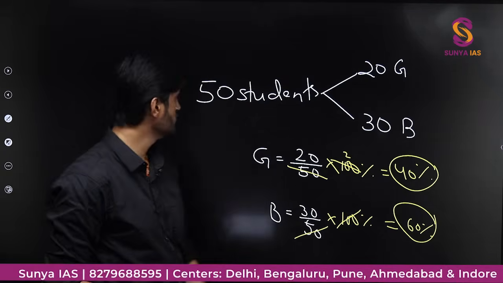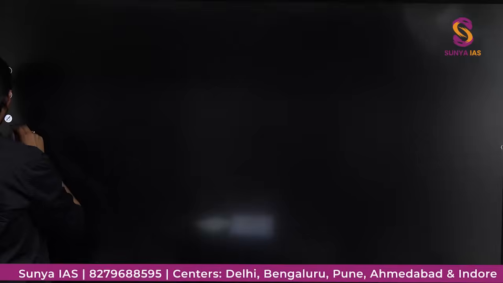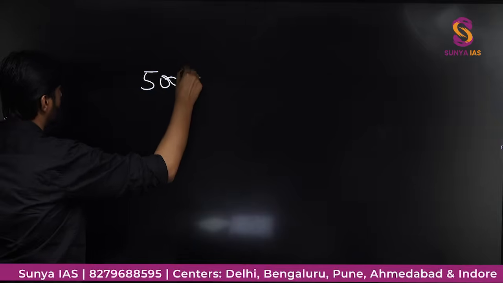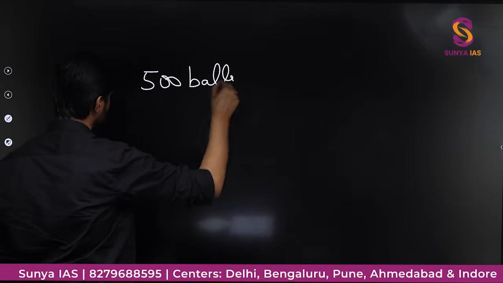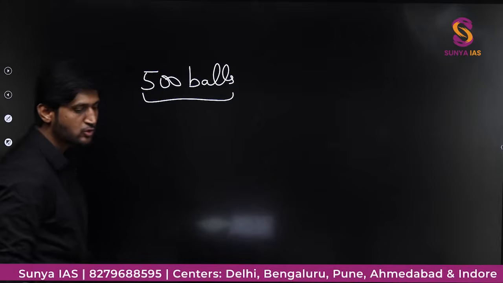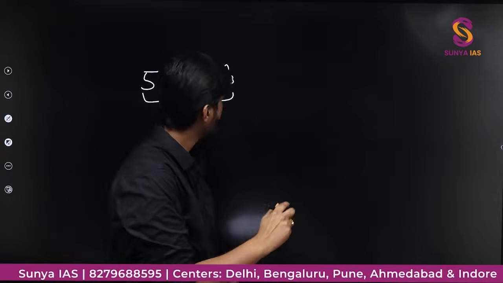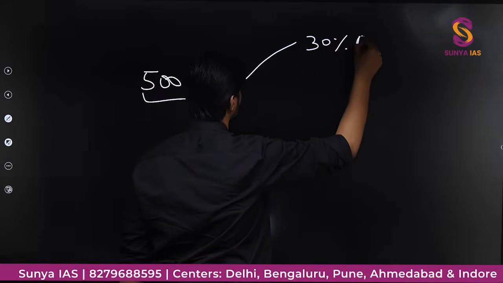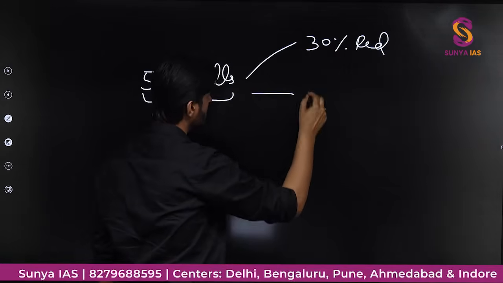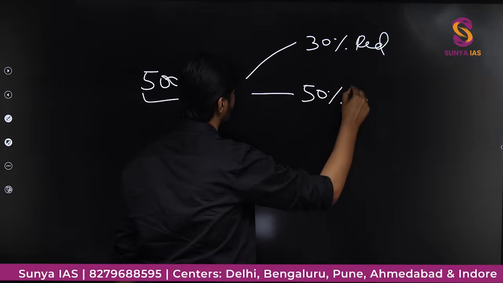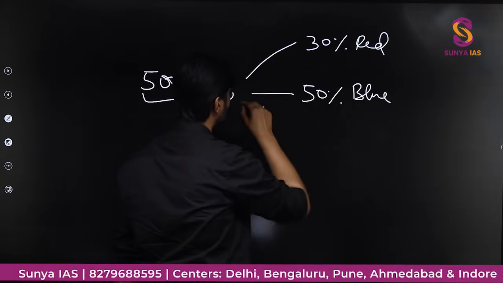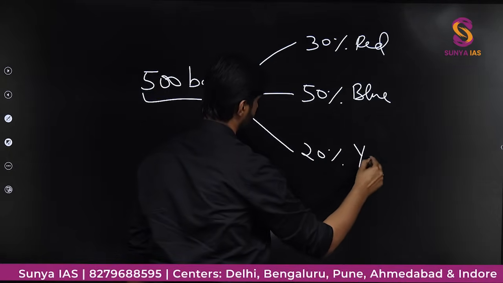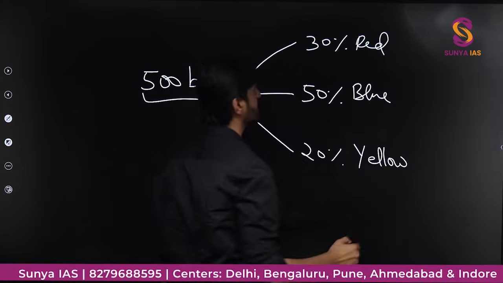Now if I tell you that suppose there are a total of 500 balls kept somewhere, and you are given the information that 30% are red, the remaining 50% are blue, and the left ones, that is 20%, are yellow. So can you tell me the number of balls?